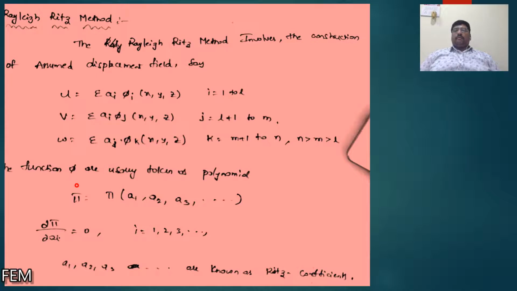Now I have to write. Previously we had the potential energy function. Now we are going to derive the function phi, which is the product of a1 which includes the terms a1, a2, a3. These a1, a2, a3 are known as generalized coefficients or Ritz coefficients. If I minimize these Ritz coefficients, then I can determine the admissible displacement field.